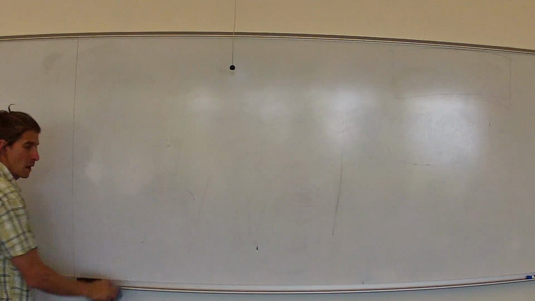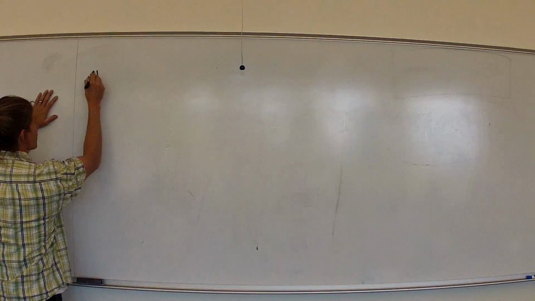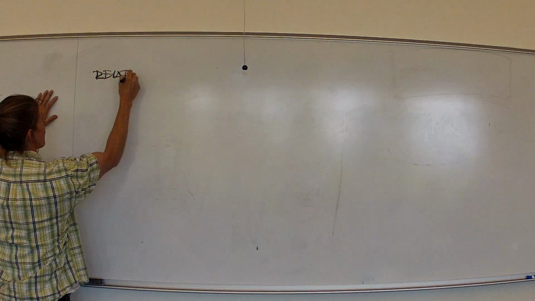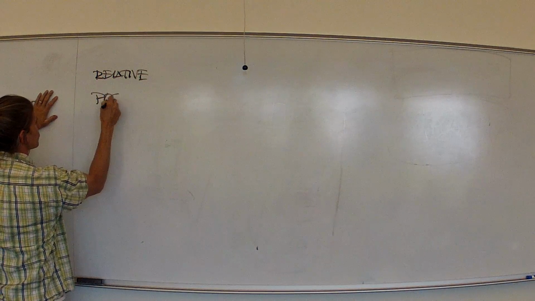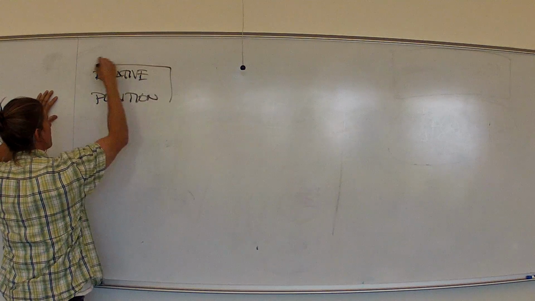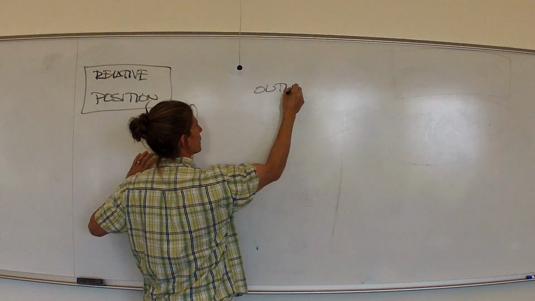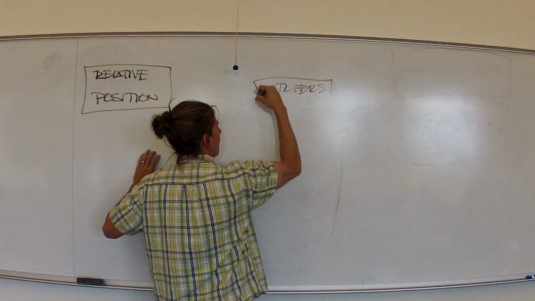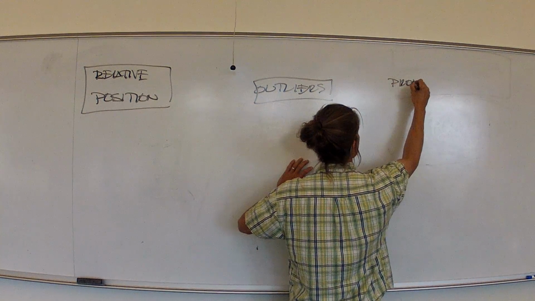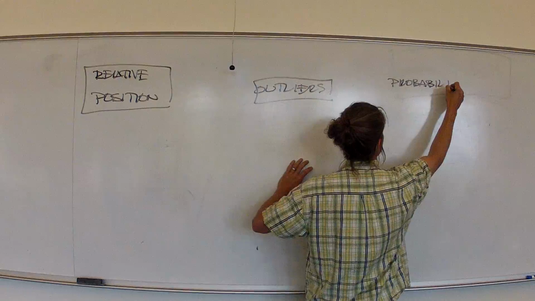All right. So, we have 3 sections. Relative position. The magic of outliers. And probability distributions.